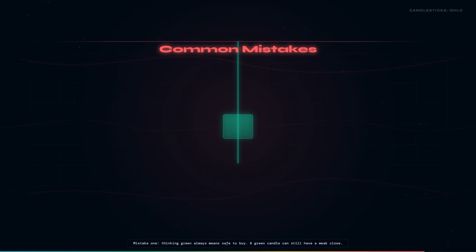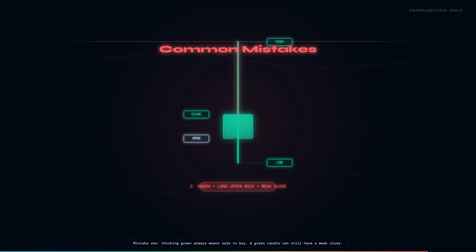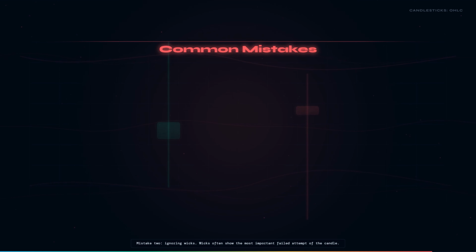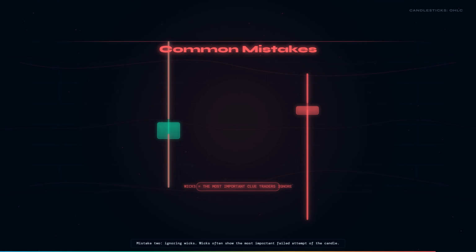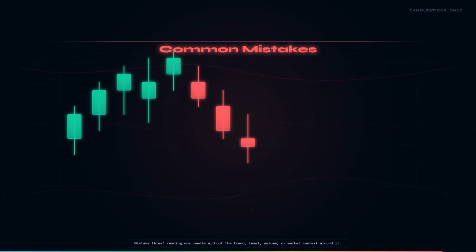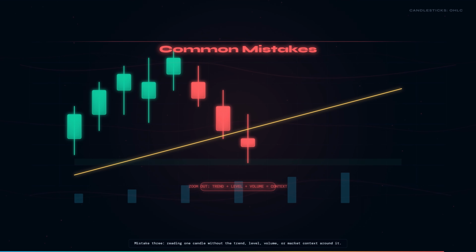Mistake 1. Thinking green always means safe to buy. A green candle can still have a weak close. Mistake 2. Ignoring wicks. Wicks often show the most important failed attempt of the candle. Mistake 3. Reading one candle without the trend, level, volume, or market context around it.